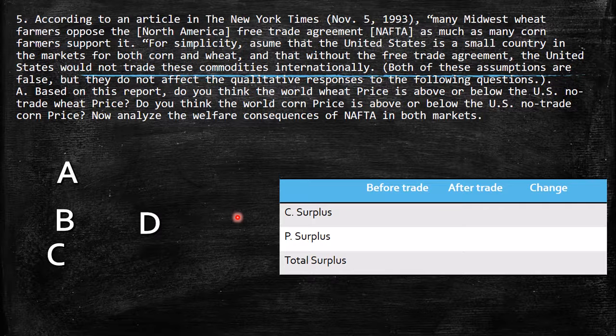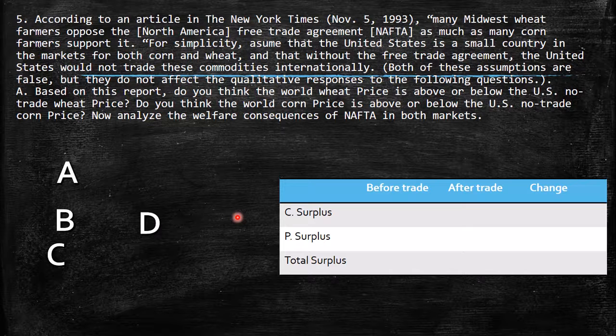Okay, so there is NAFTA. On one side, one part is going to be worse off and the other part is going to be better off. Automatically, we can assume that if the producers are going to be better off, it means that the international price is above the no-trade price.